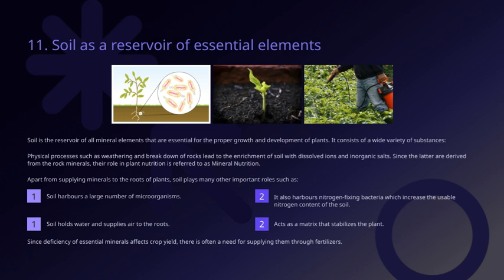First, soil acts as a matrix that stabilizes the plant, providing a physical foundation for growth. It also harbors nitrogen-fixing bacteria, which are vital because they convert atmospheric nitrogen into a form that plants can use, effectively increasing the soil's nitrogen content. This process is key to maintaining healthy plant growth, especially since nitrogen is a major nutrient. Since deficiencies of essential minerals can seriously impact crop yield, farmers often need to supply these nutrients through fertilizers.